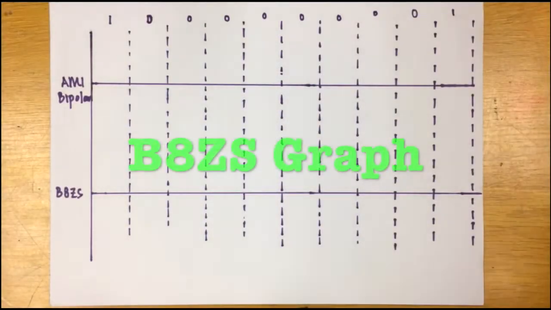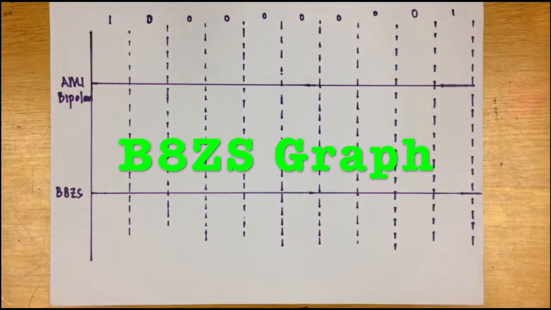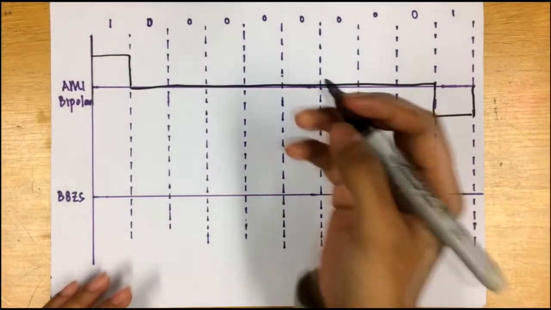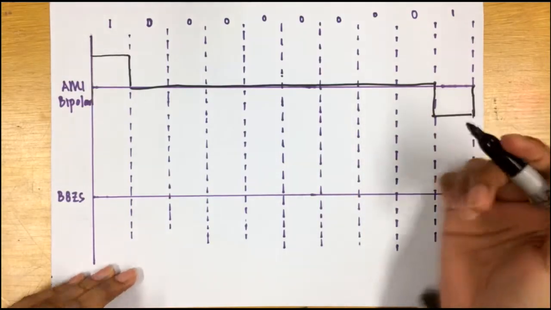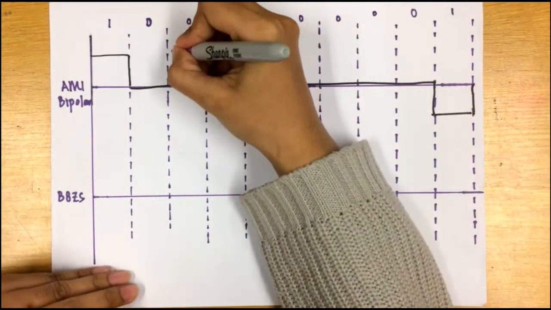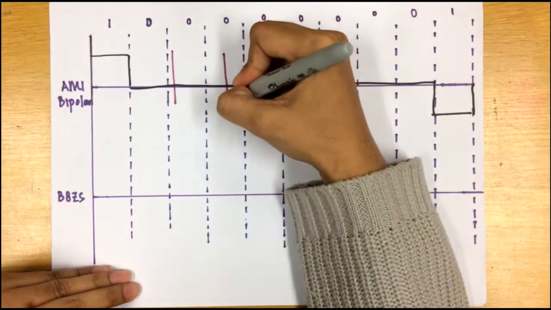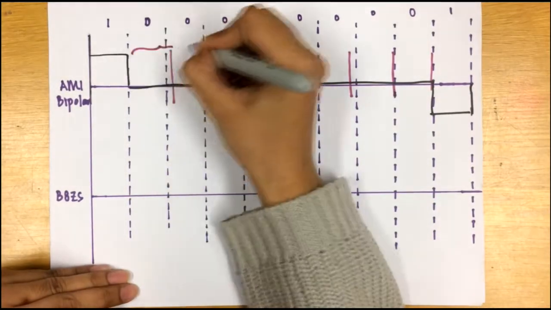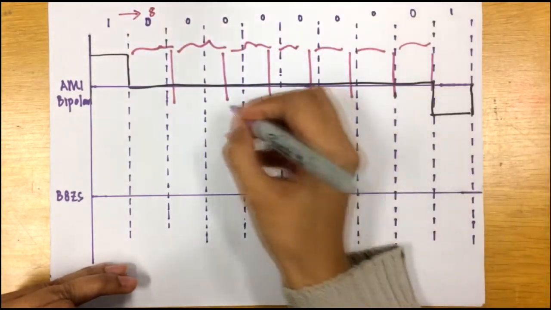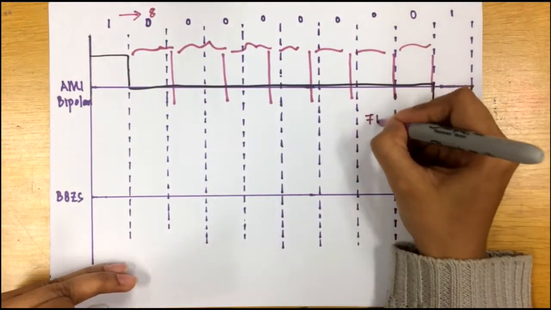Okay, first of all, let us check how the AMI bipolar graph looks. The graph will look like this. As you can see here, the 0 bits remain constant for some time. So the sender will have no problem knowing how many bits are going to be transferred. But the problem is the receiver might interpret it differently. This is maybe how the receiver will interpret it. This is 1 bit, 1 bit, 1 bit. Okay, for example, the sender is sending 8 bits, but the receiver will receive 7 bits.